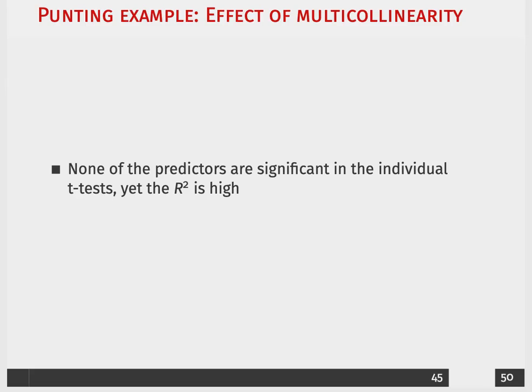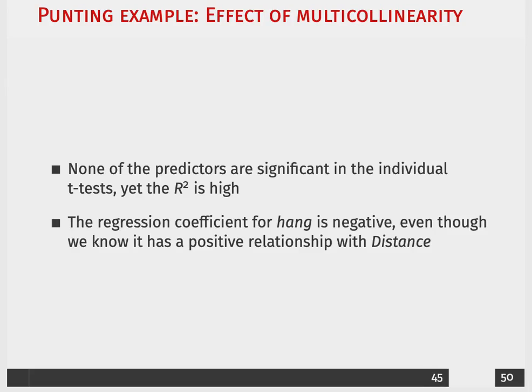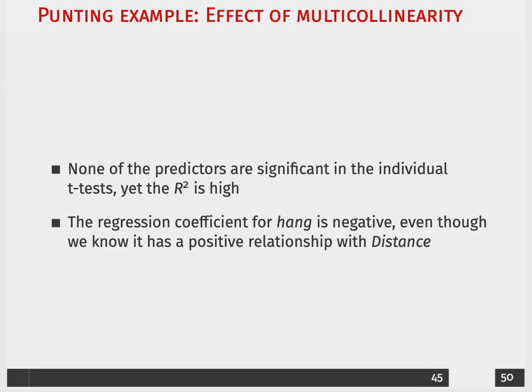Yet you'll notice that the R-squared value is quite high. If we go back, we've now improved it to about 80% of the variation in distance explained by our model. Now, the regression coefficient for hang is negative. We know that it is positively related with distance. So again, this is another signal that something wrong is going on. So what should we do?